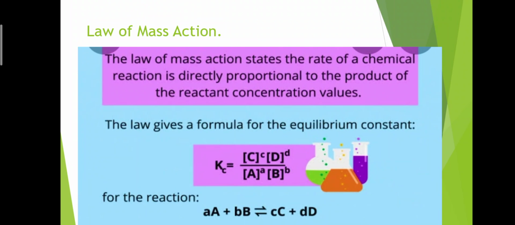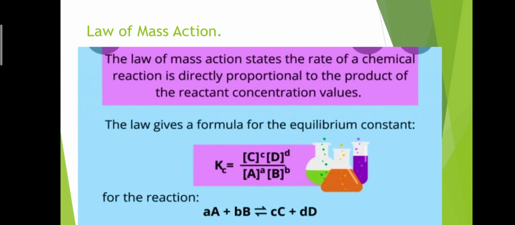Now the law of mass action. The law of mass action states the rate of a chemical reaction is directly proportional to the product of the reactant concentration values. The law gives a formula for the equilibrium constant, that is Kc is equal to C into D divided by A into B.